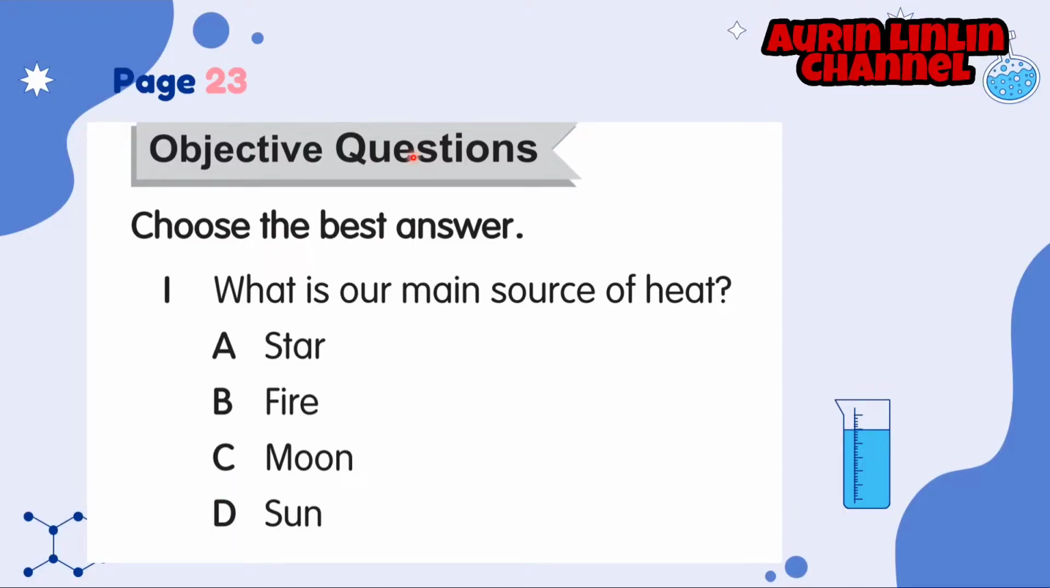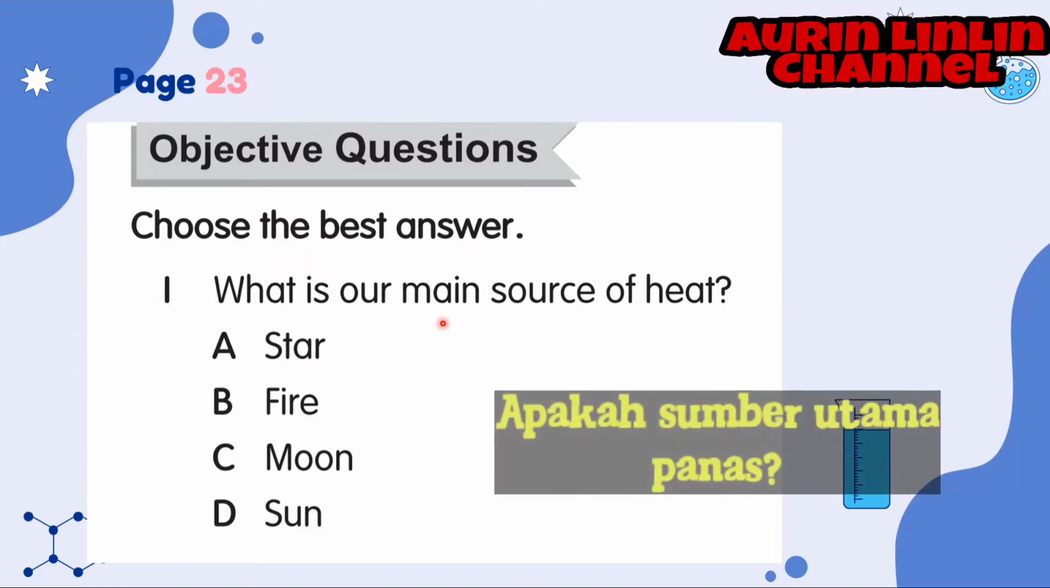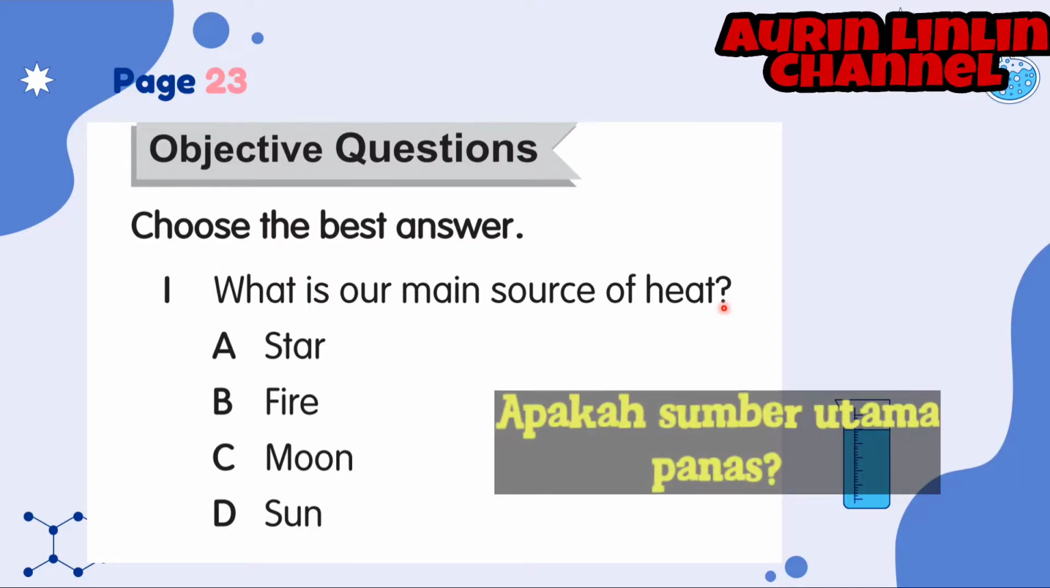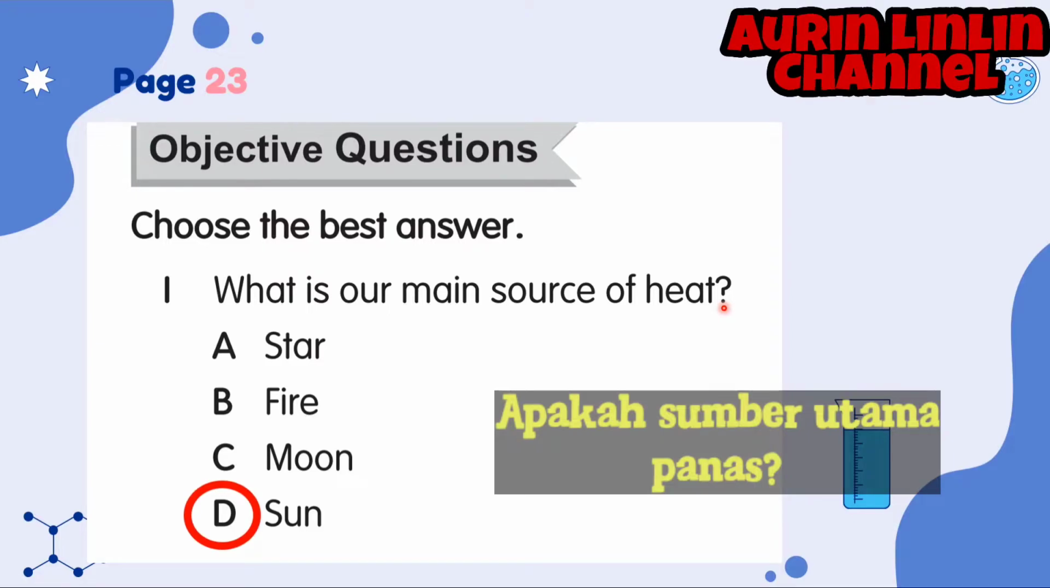Now let's go to objective questions. Choose the best answer. Question number 1. What is our main source of heat? You know, the answer is sun.